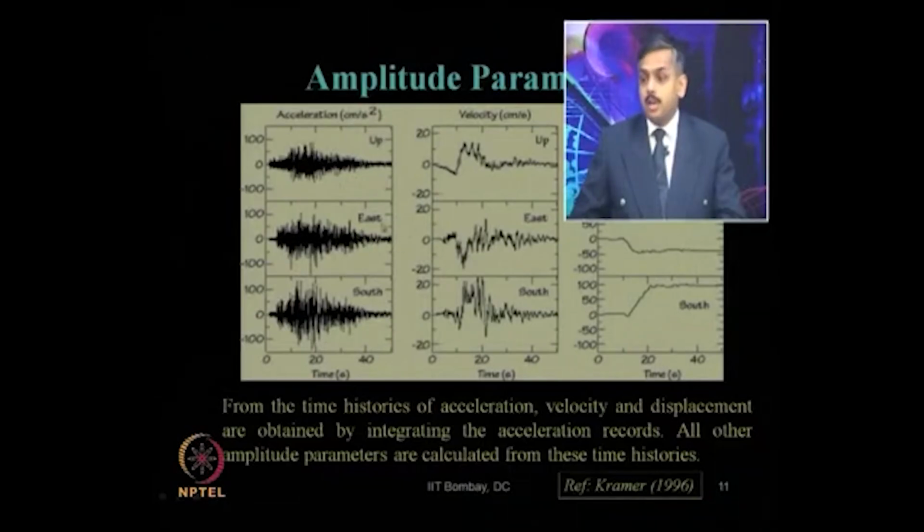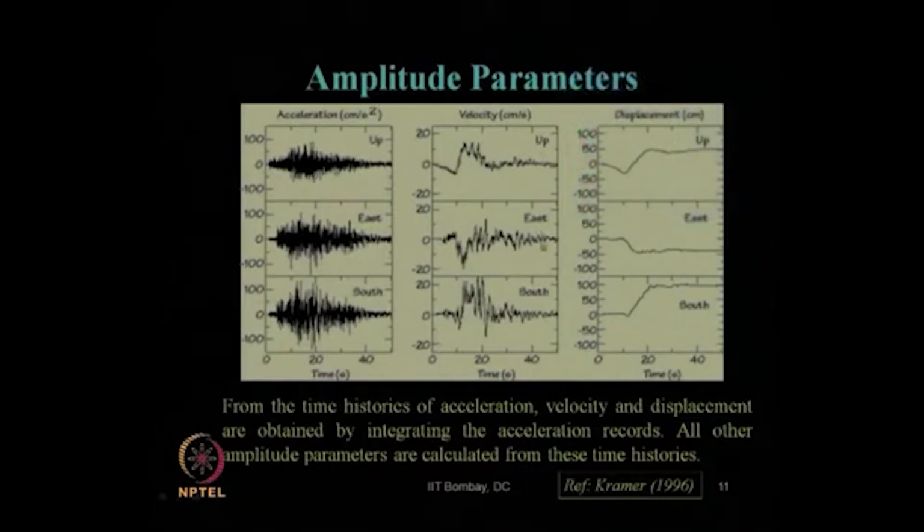Similarly, in the two horizontal directions, east west and north south, you can also have the acceleration time history record. From this time history record of acceleration, if you integrate it with respect to time, the area under the curve, or if you can express it as a function of t, you can integrate with respect to t and automatically get the velocity profile with respect to time in the vertical direction, and in the east west and north south directions.